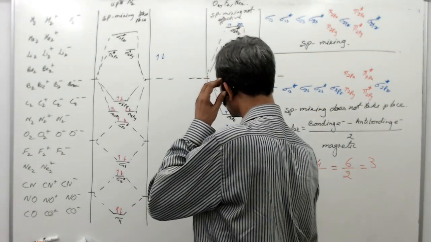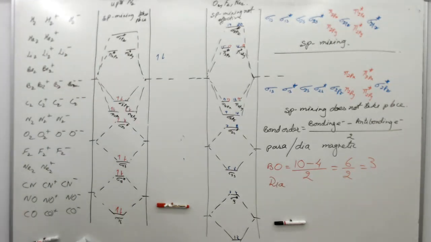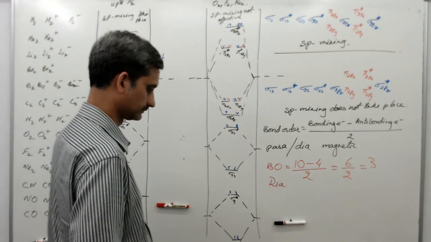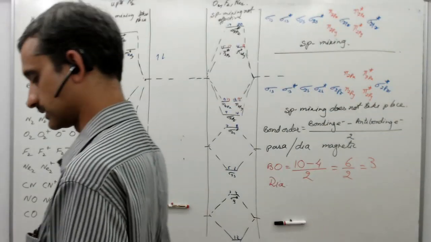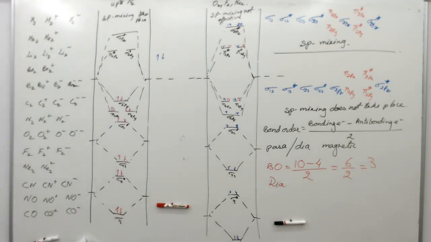Okay, so let's see what O2 is. Is O2 paramagnetic or diamagnetic? Paramagnetic. Now let's consider something like C2. Diamagnetic. What is the bond order? The bond order is 2.